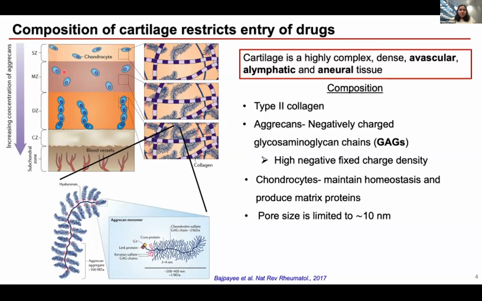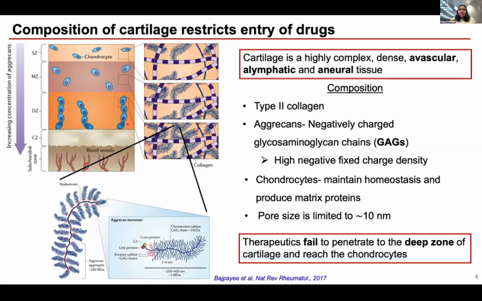The aggregate meshwork gets denser as we go deeper in the cartilage and makes it even more difficult for solutes and molecules to penetrate through the tissue. Chondrocytes, the cells responsible for maintaining the ECM and producing the matrix components, abundantly reside in the deep zone of the cartilage tissue. Considering the rapid clearance from the joint, along with the high negative charge and complex nature of the cartilage tissue, drug delivery to cartilage is extremely difficult and challenging.